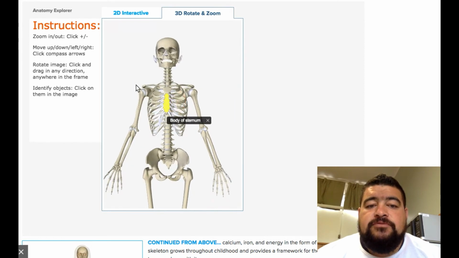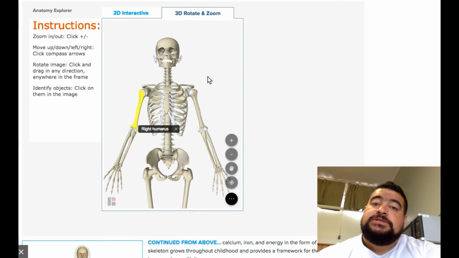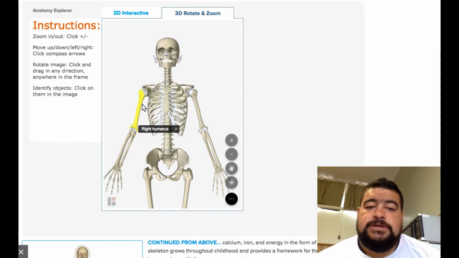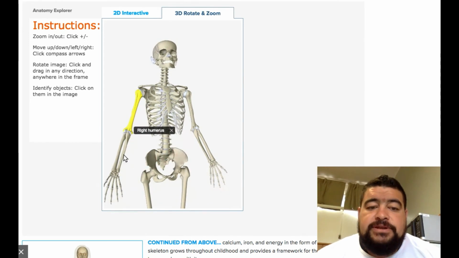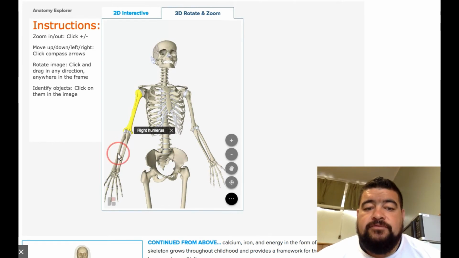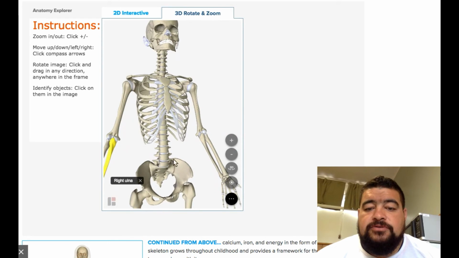And then when we move down to one of our limbs, we start off with the humerus. And on the thumb side of the lower arm, we have the radius, and on the inside is the ulna. So let's just zoom in onto our hand.